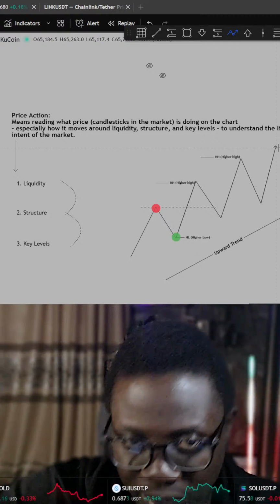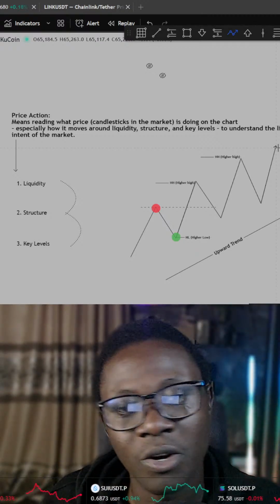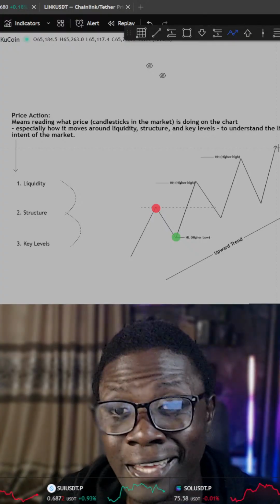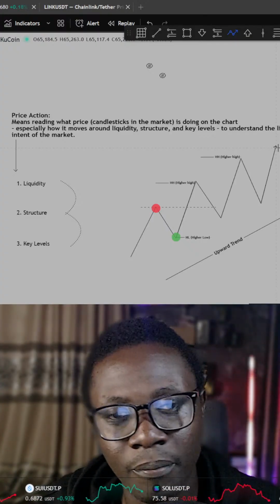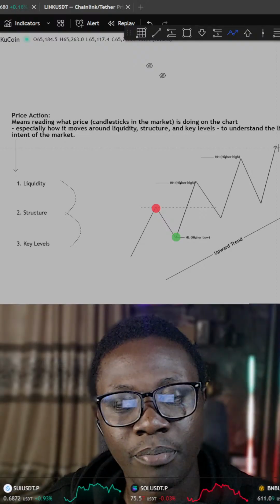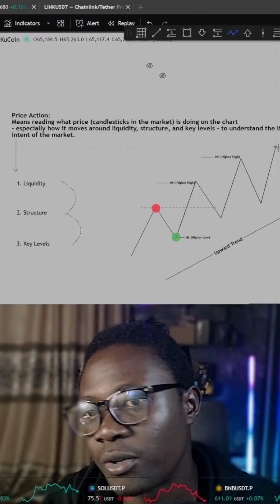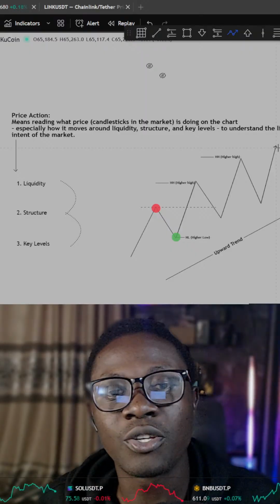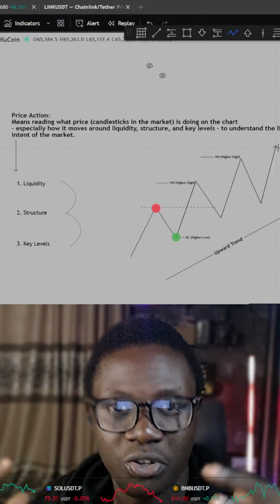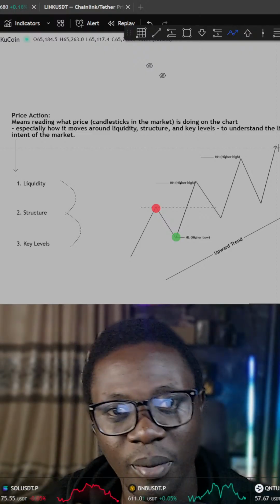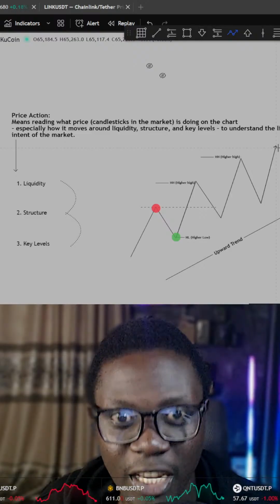Maybe it is an uptrend, a downtrend, a consolidation, a bearish flag, a bullish flag, an upward triangle, a downward triangle, a wedge, whatever it is. All of these candles forming this structure are going to form your narrative of what the market is probably going to be doing as per its intent.